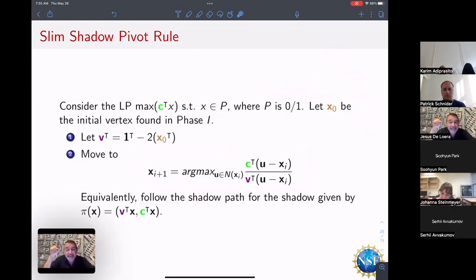So essentially I'm looking at the edge that gives me the largest slope. And this is an edge on the polygon that will project down to the polygon under the shadow vertex pivot rule. But there are several differences with the shadow vertex pivot rule. One is that this is a degenerate projection. And the second is that I use the same projection for every vertex. I don't change the projection with the vertex, like in the case of shadow vertex.